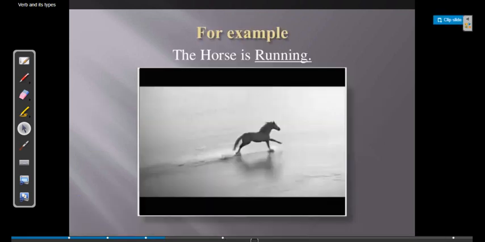For example, let's say the horse is running. Action is performed by someone. Who is someone? That is the horse. What is he doing? He is running.